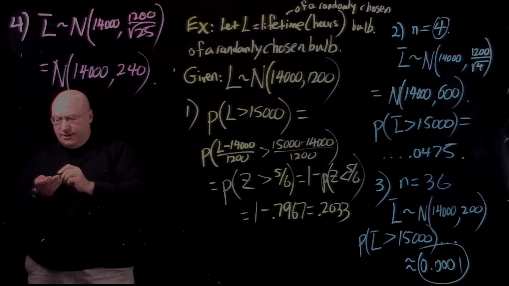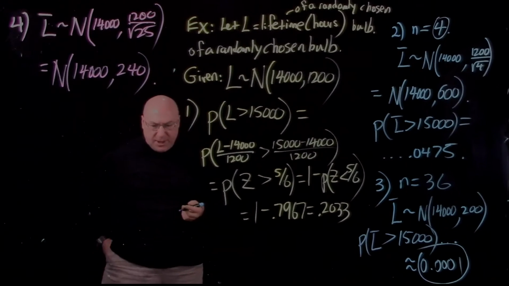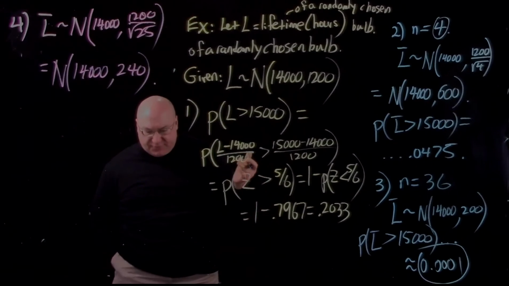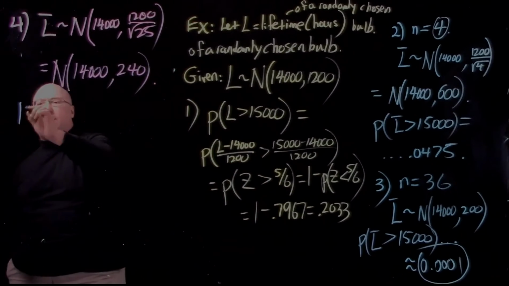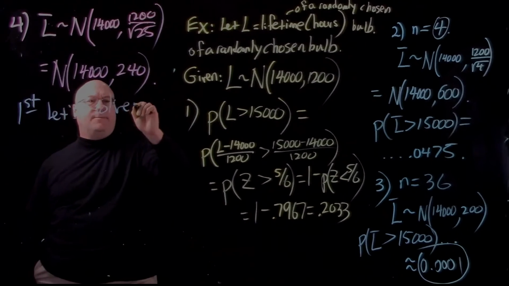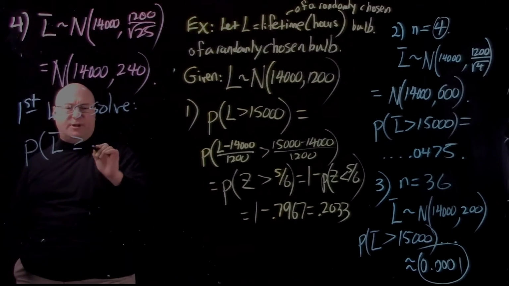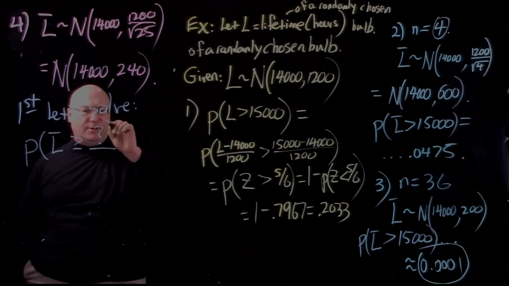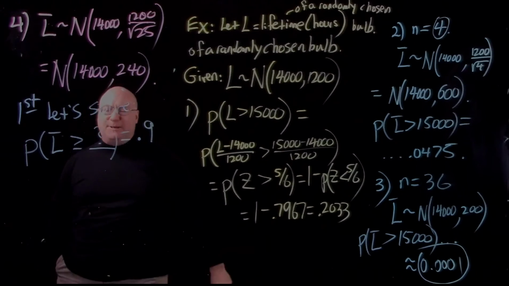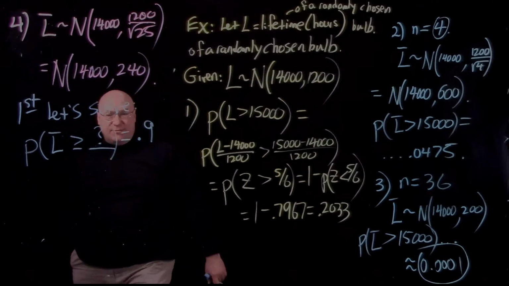And as I start writing in front of my face with pink, it gets hard to see, so I'm going to switch to blue. All right, so what we want is, let's solve this for L bar. I want the probability that L bar is bigger than or equal to some value. I want that to be 90%, right? 0.9. Okay. This is a problem we've done before.